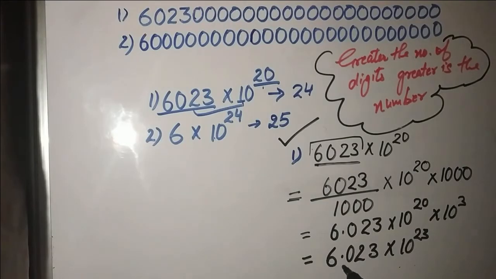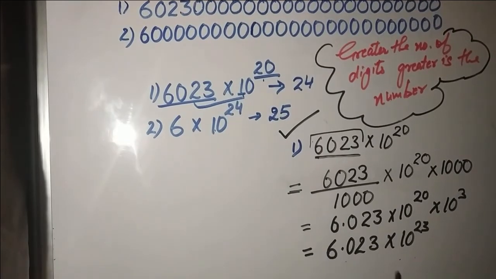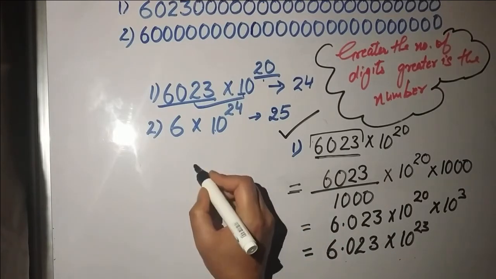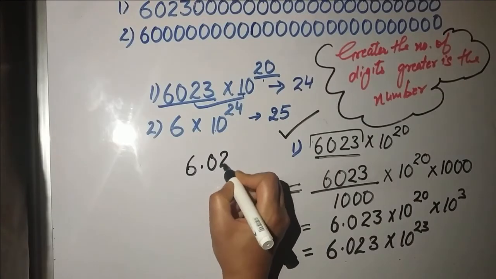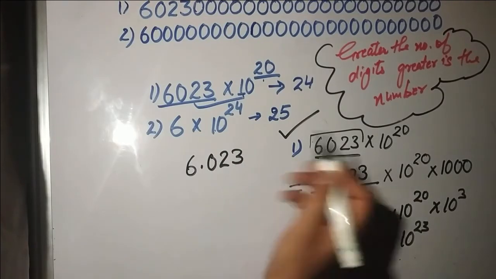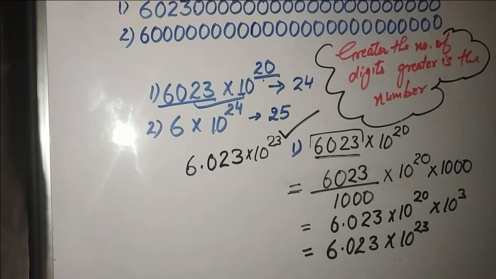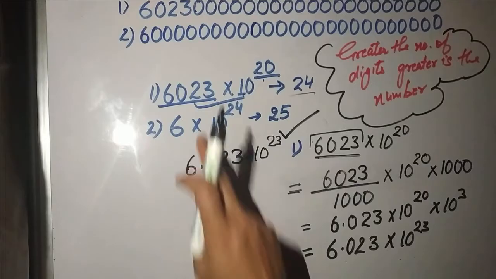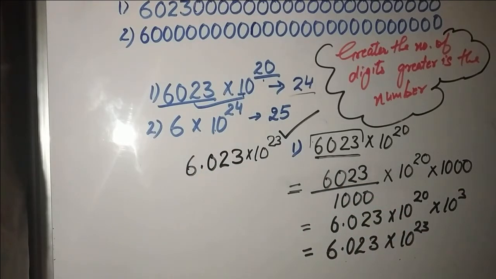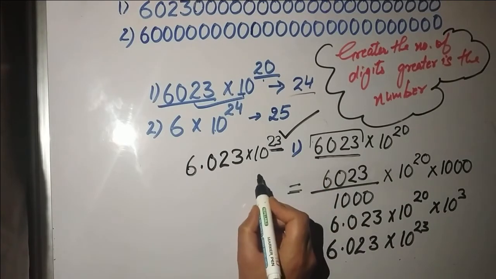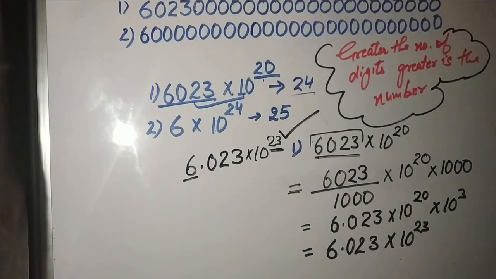Because it's 6.023. It's between 6 and 7. Now, why did I do it? Before I tell you why, I just want to do something here. 6.023, if I multiply it with 10 raised to power 23, how many digits is it going to be? I just want to tell you it's going to be a 24-digit number only, because it's the same number. There are 23 zeros, and I'll count this only.